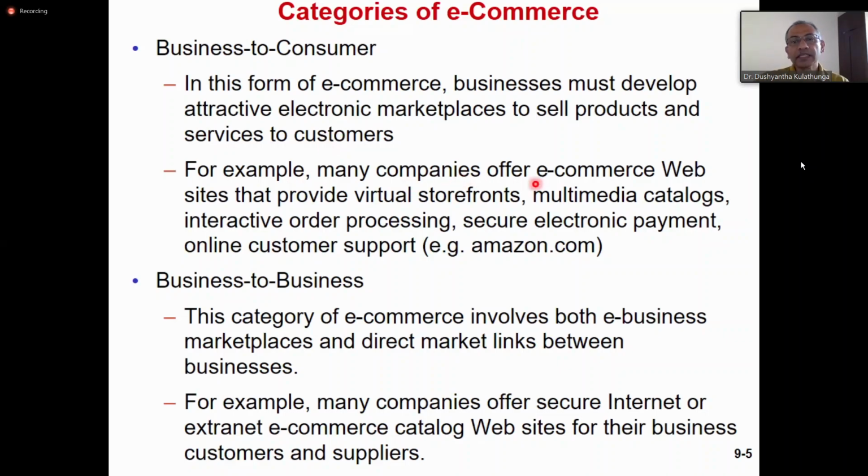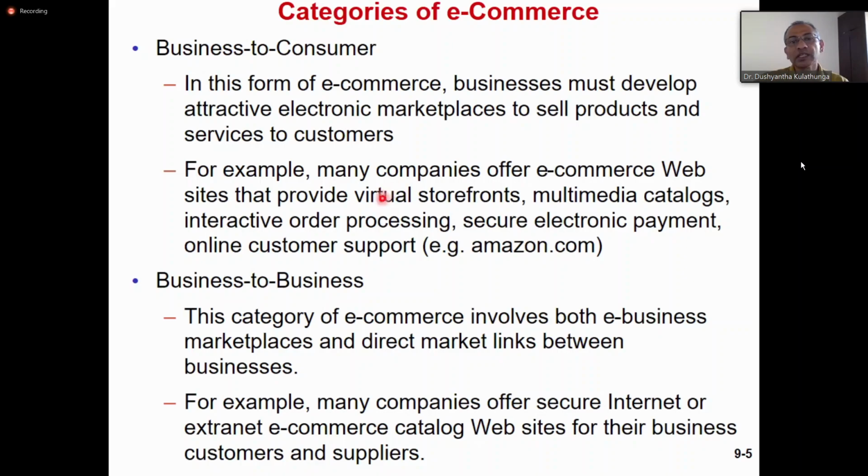For example, many companies offer e-commerce websites that provide virtual storefronts, multimedia catalogs, interactive order processing, secure electronic payment, online customer support, and so on. So in this electronic marketplace, there can be different things available. It can contain a virtual storefront, so the customers can go and see the products that are available.